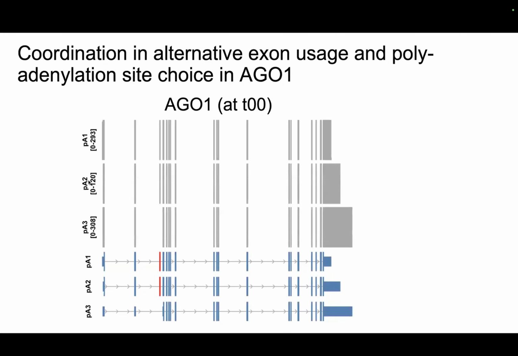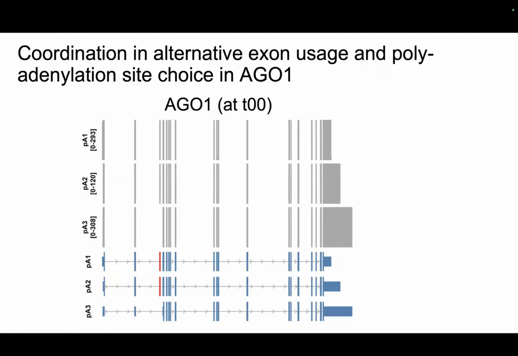So just to illustrate what this analysis looks like, I'll turn back to this example of AGO1. That's the same gene that I showed you a couple of slides ago. Here is a read coverage plot for AGO1 at time point 0. In these first 3 rows, this is the read coverage plot. You might be asking, well, this doesn't look like a read coverage plot, but this is what a read coverage plot looks like for long read RNA-seq data.